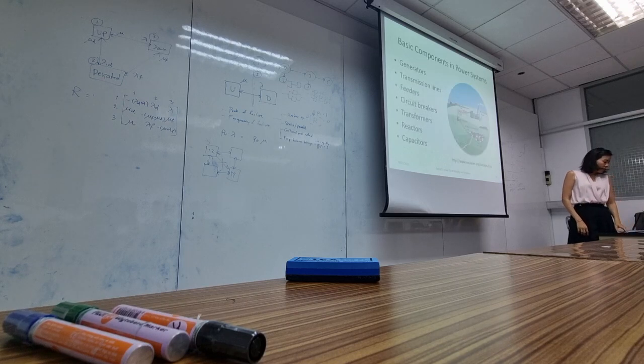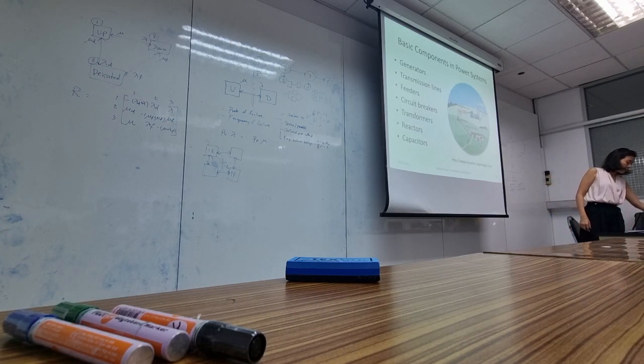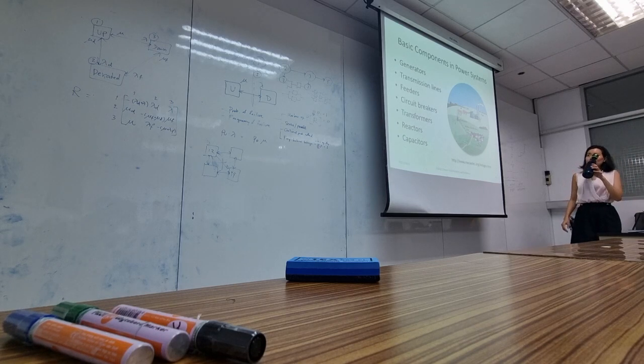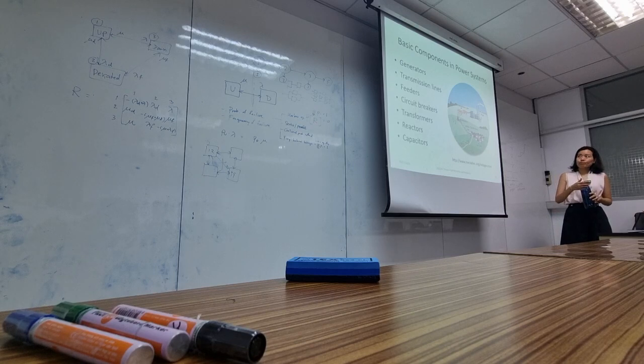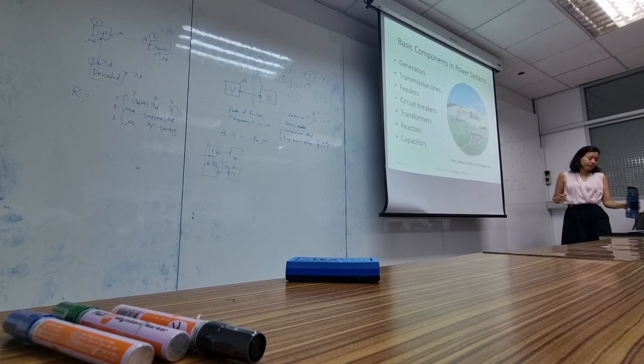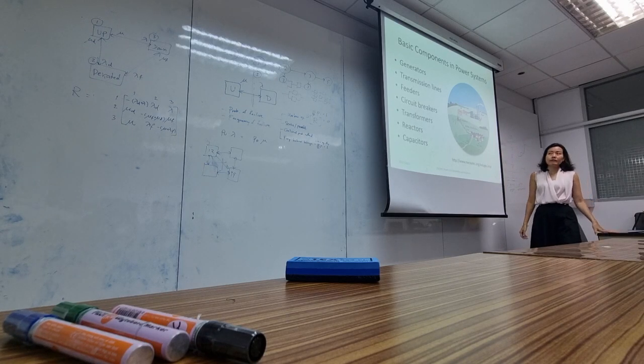Okay. So what are the basic components in power systems? Of course, you have generators, you have transmission lines, feeders, circuit breakers, transformers, reactors, capacitors. Those are different components.